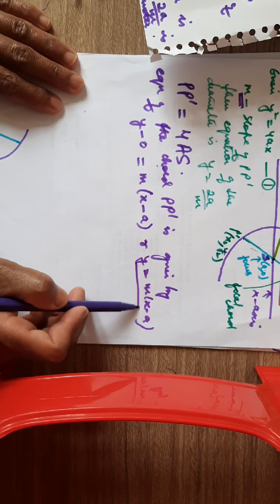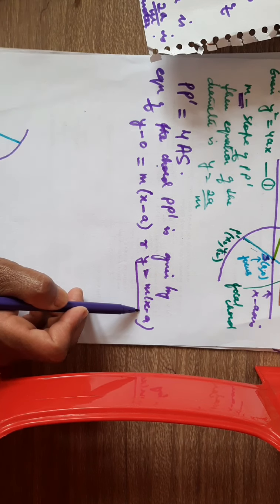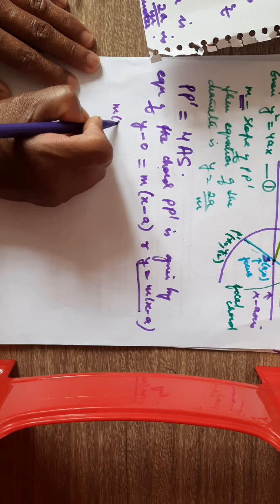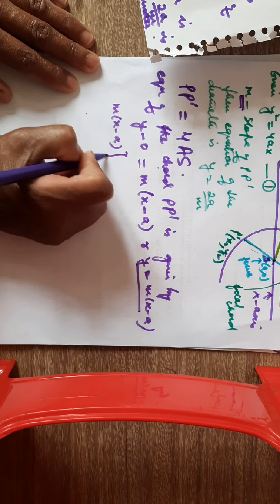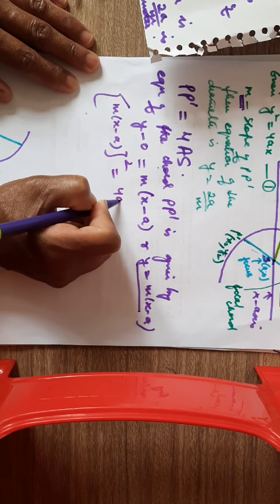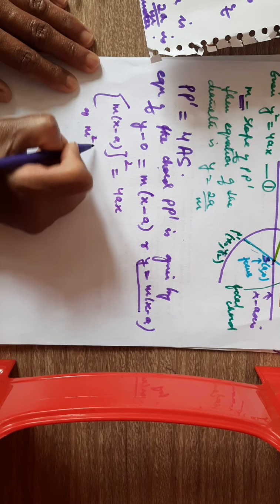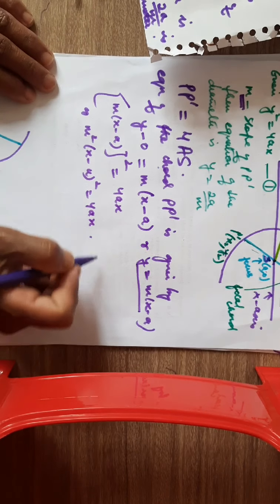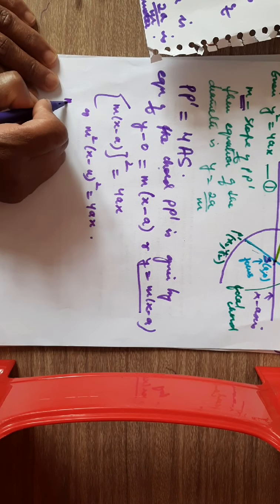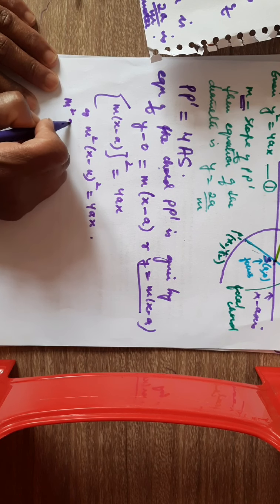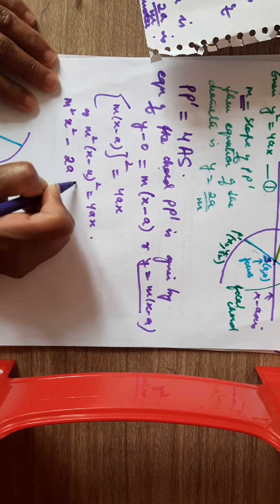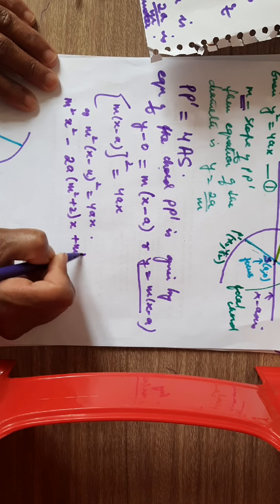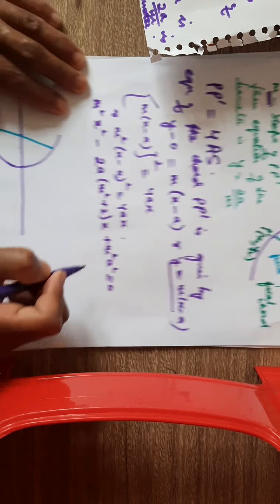Now you substitute this value of y equal to m into x minus a in equation 1, so that you get m into x minus a the whole square. This is equal to 4ax, or m square into x minus a the whole square is equal to 4ax. On simplifying this, it reduces to a quadratic equation: m square x square minus 2a into m square plus 2 into x plus m square a square is equal to 0.